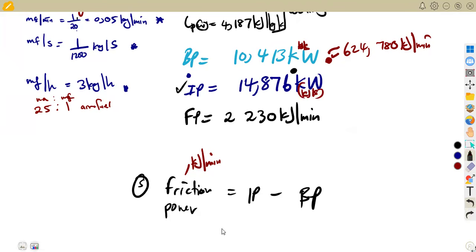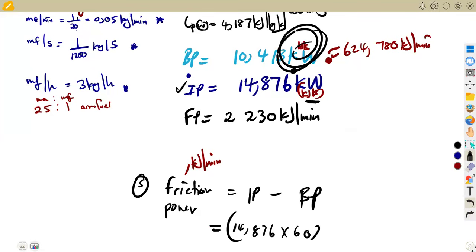So meaning to say, in order for us to have our indicated power in kilojoule per minute, it is going to be the kilojoule per second, which is 14.876 times 60. The same way we converted this one. Isn't it the kilowatt? It is the same kilowatt. Only that this was for brake power. It does not change because it is now for the indicated power. No. It does not change. Minus the brake power.